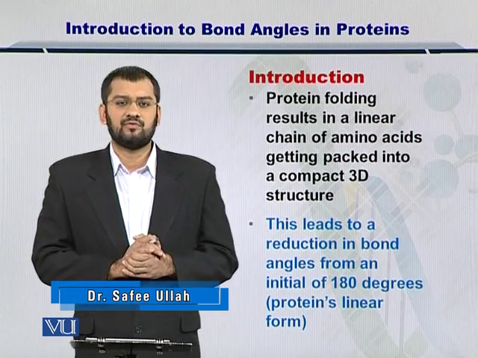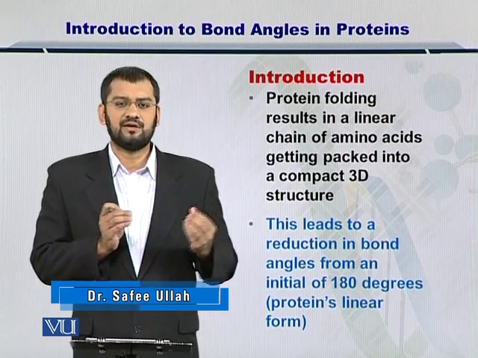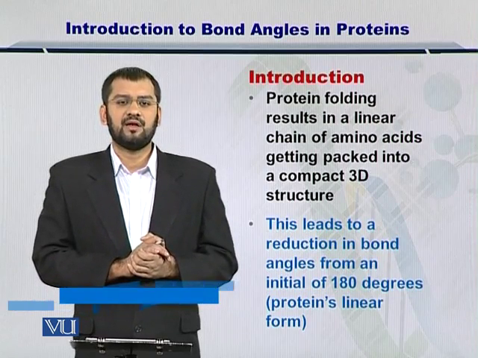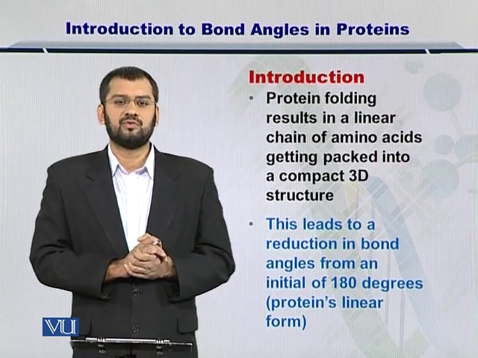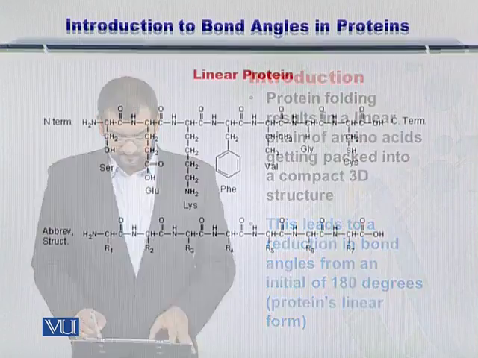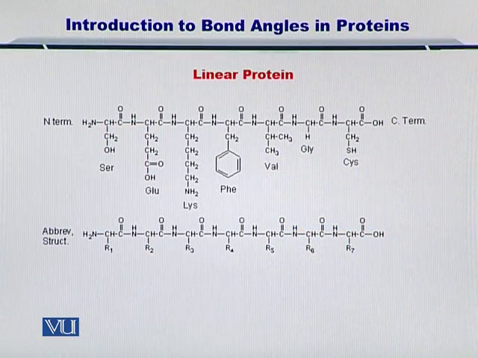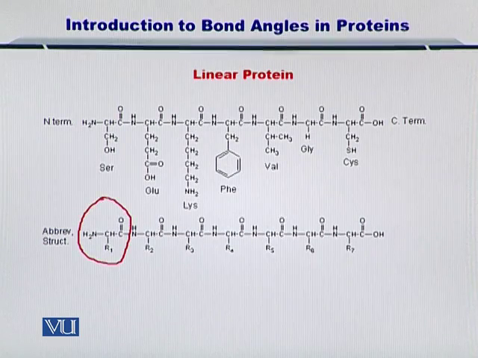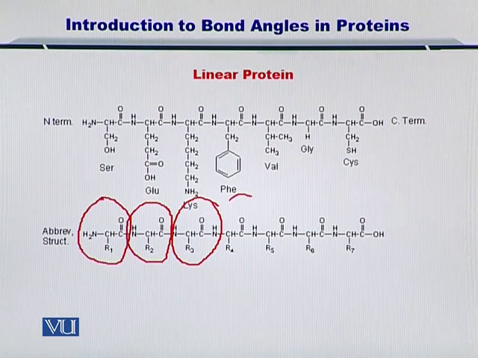This chain, if you imagine it linearly, then every amino acid is connected to the other amino acid at an angle of 180 degrees. I will show you an example. If you look at this protein, it is in its linear form, and all the amino acids that constitute this protein, as shown here, they are linearly combining with each other in order to make a protein.